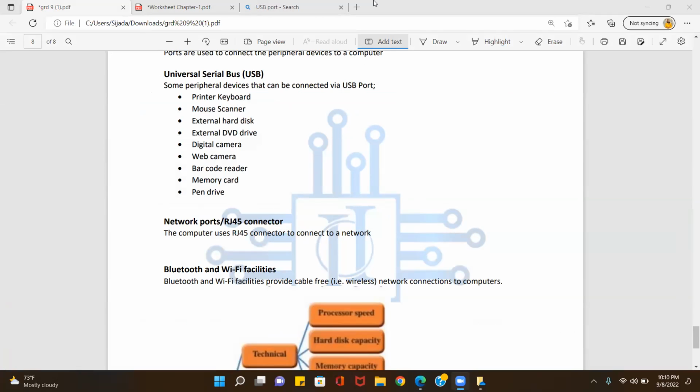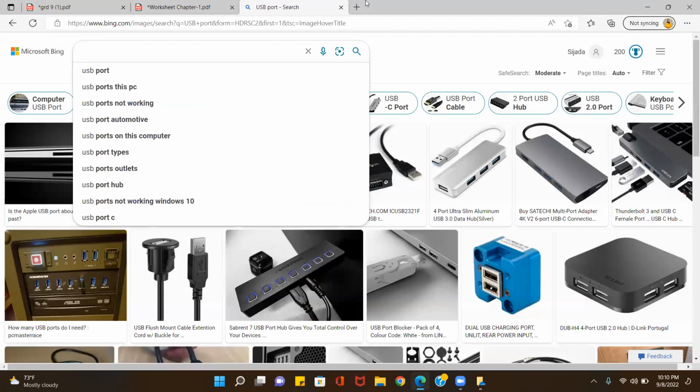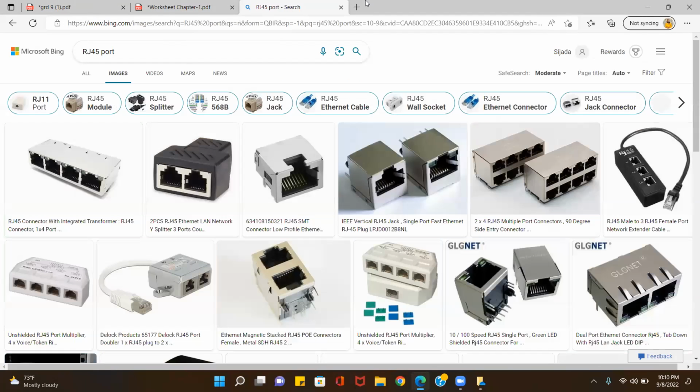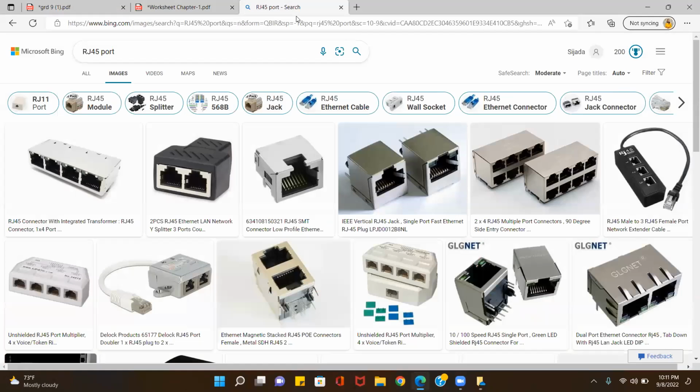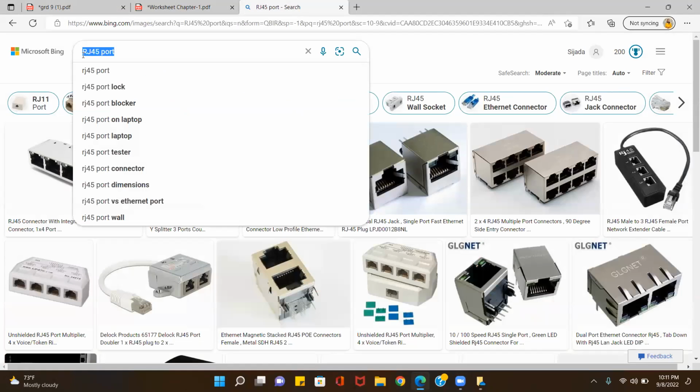Then the next one is the RJ45 port, or the network port. RJ45 port is what you need if you want to connect your computer to a Wi-Fi router or something. Without this port, you can't connect your computer to a Wi-Fi router. Then the next one is Bluetooth and Wi-Fi facilities. These fixed computers don't give you Bluetooth facilities, but Wi-Fi facilities are available.